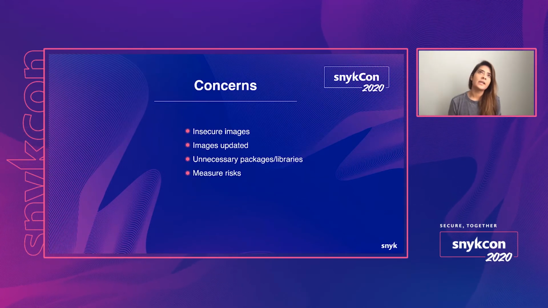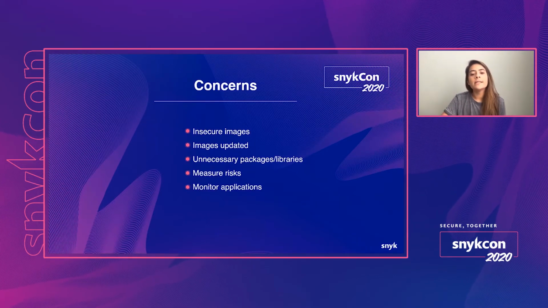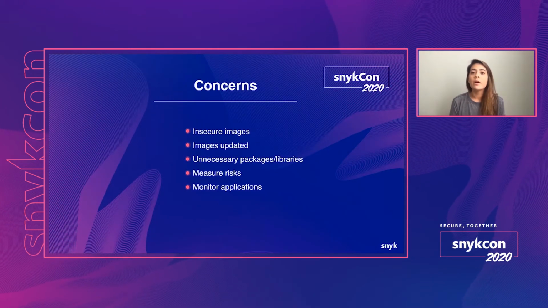And also another question, am I measuring all the risks that I have? If I'm using insecure images, if I'm not updating them, I'll have a lot of risks and a lot of vulnerabilities. And am I measuring everything? Because if I know what I need to protect and what I need to be concerned about, that can be better. And am I monitoring everything? Am I monitoring my runtime application? Am I monitoring everything that I'm running? And am I monitoring, for example, the requests that are coming through my application or not?